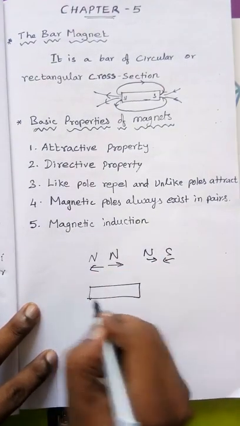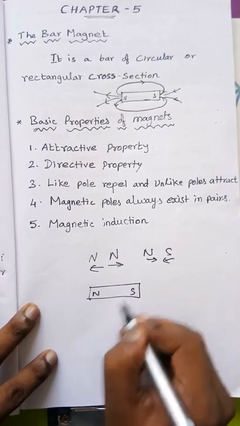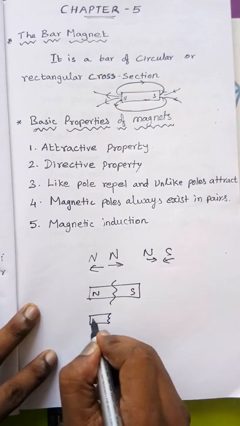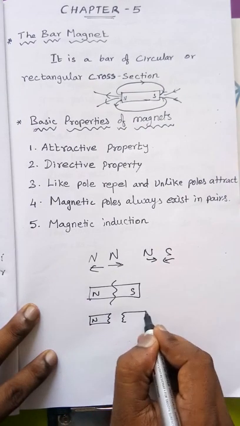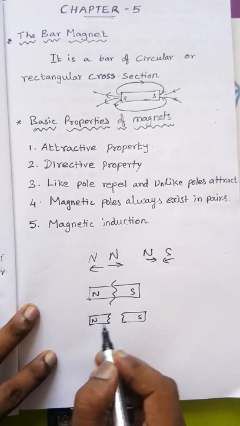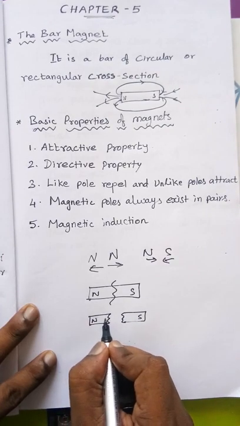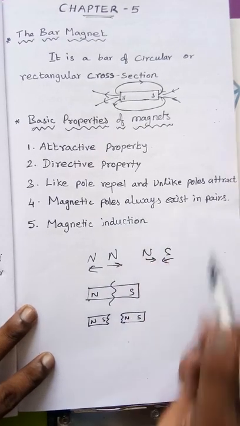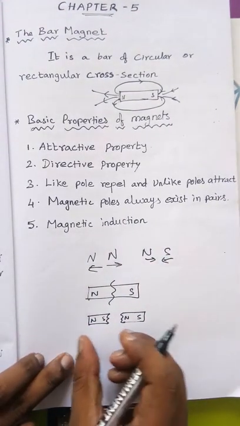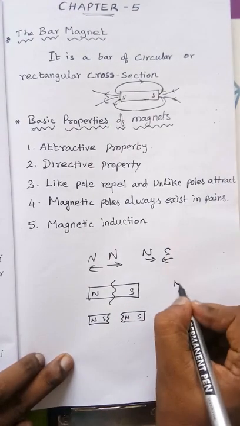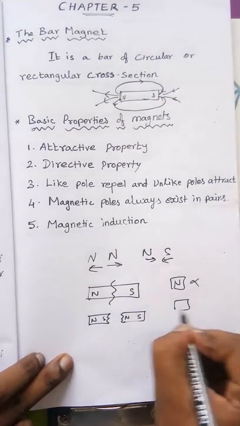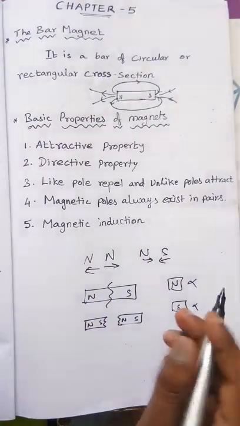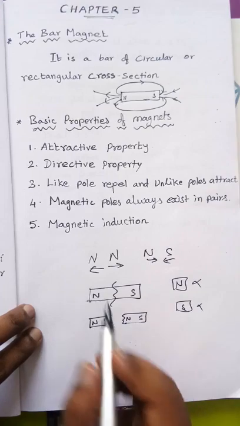For example, you take one bar magnet, one side is north, another side is south. If you break the magnet, one piece will have a south end. So what is the pole at the other end of the magnet? Again it will become south here, and north here. So the magnetic poles always exist in pairs. A pair only will be produced, not a single pole. A north magnet alone is not possible, a south magnet alone is not possible. Magnetic poles always exist in pairs, north pole and south pole.